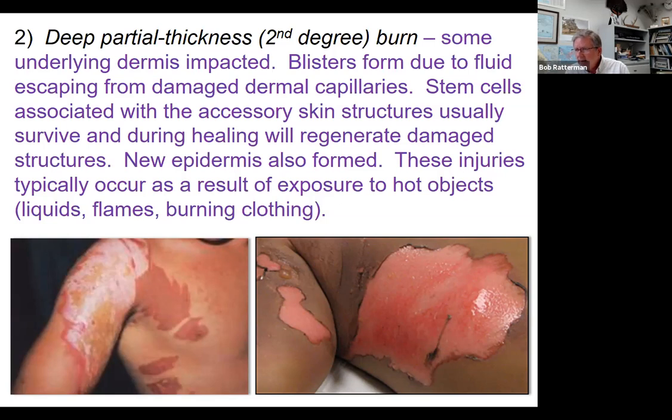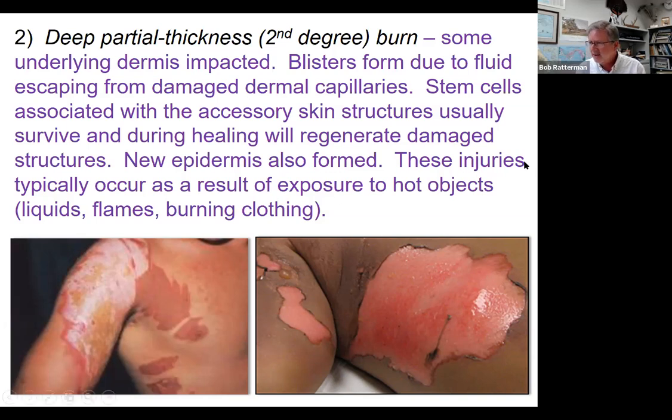There are instances of scarring that can occur in these types of burns. Notice on the slide, it indicates what might cause these kinds of burns. Exposure to a hot liquid, a boiling pot of water that gets spilled on a child could cause a deep partial thickness burn. If your clothes started on fire and you weren't able to put that out right away, certainly the skin would burn, at least the upper levels of the dermis and certainly the epidermis.